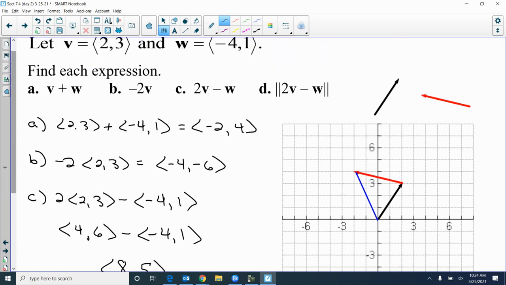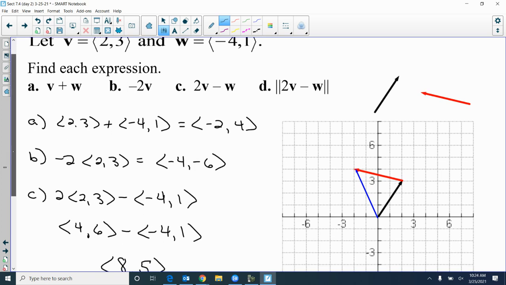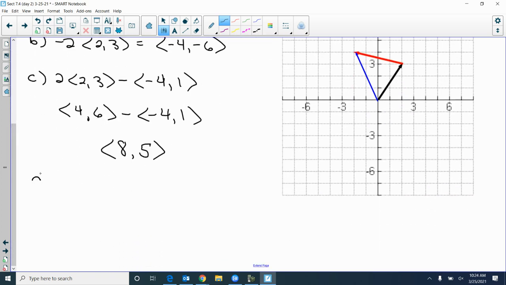All right, what's that notation mean for D? Magnitude. Okay, that's the distance. So now that's the same as what is C. So we're going to find D, the magnitude of 2V minus W.